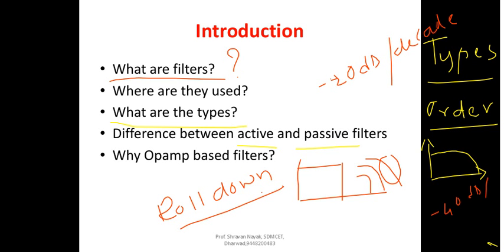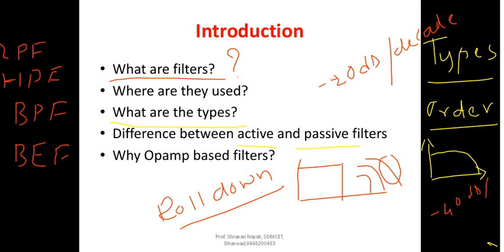Then you have one more category, that is based on the frequency range of attenuation or passing, right? So there we have, as I have already told you in the previous slide, the low pass filter, then the high pass filter, then the band pass filter, and we have also got the band elimination filter, which is also referred to as the notch filter, right? Now each of these we will be able to discuss in an elaborative manner later.